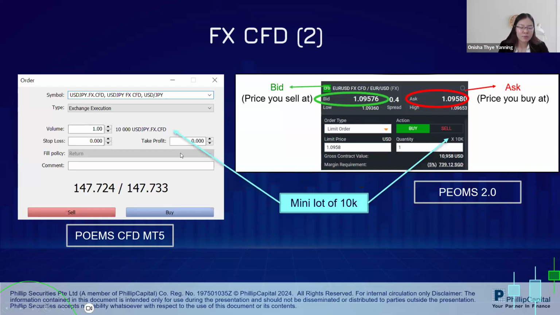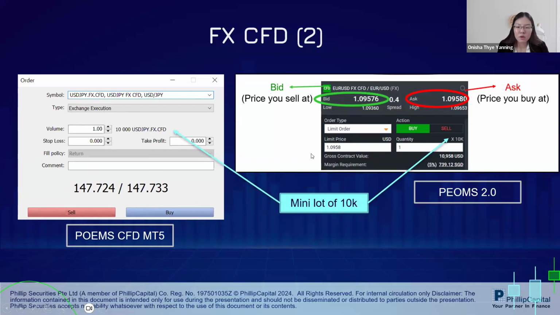So this is our Poems CFD MT5, and this will be our Poems 2.0. Depending on your trading style or what you like. Our Poems CFD MT5 has more advanced features, as those who know MT4 would know. So for this currency pair, USD Japanese yen and also Euro FX, it's the same thing. Bid, you sell; ask, you buy. Same thing here at our MT5 order ticket.